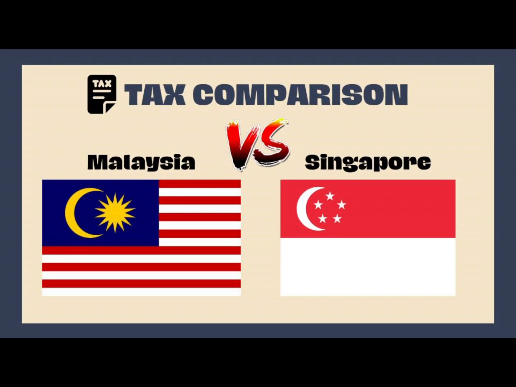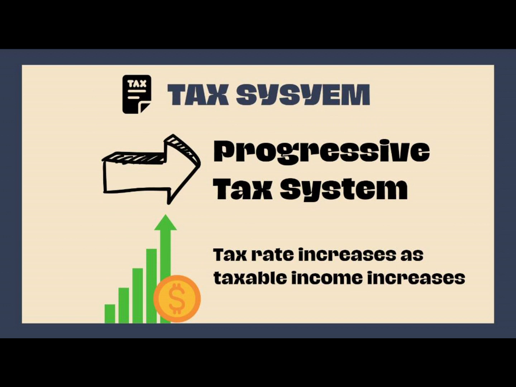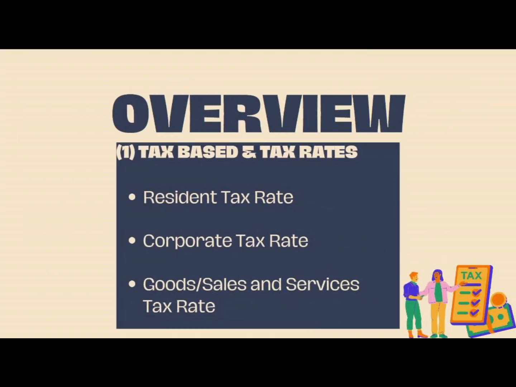Our group is going to present the comparison of taxation in Malaysia and Singapore. First of all, let's understand what tax system is in use in Malaysia and Singapore. Actually, both Malaysia and Singapore are using progressive tax system. Progressive tax system means that the tax rate increases as the taxable income increases. In other words, it imposes a lower tax rate on lower income earners and a higher rate on higher income earners. Next, let's look at our overview of the tax comparison.